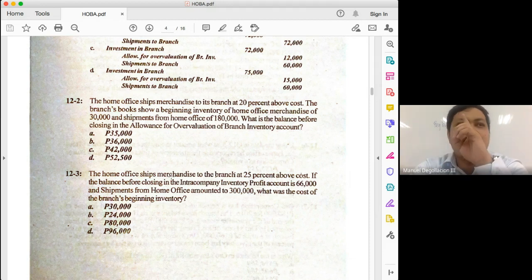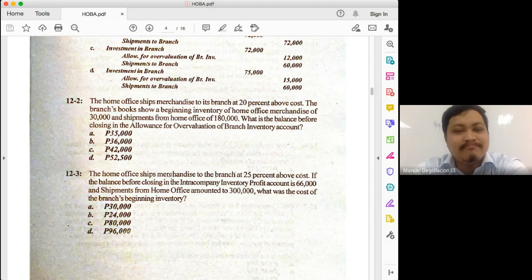But how did we know that the 30,000 is at billed price? How did we know that the 30,000 includes the markup? Because this 30,000 was taken from whose records, class? Branch. And again, the branch does not know anything of the true cost. It only knows of the billed price. So the markup in the beginning inventory is 5,000.